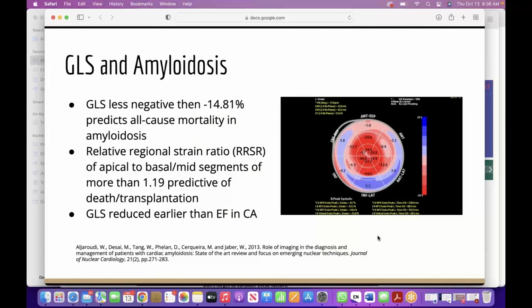In addition, the strain in amyloid has both prognostic and diagnostic value. A GLS less negative than 14.81% is predictive of all-cause mortality. And the relative regional strain ratio, which is what I was describing before, of the strain ratio between the apex and the basal segments, is also predictive of death and transplantation.